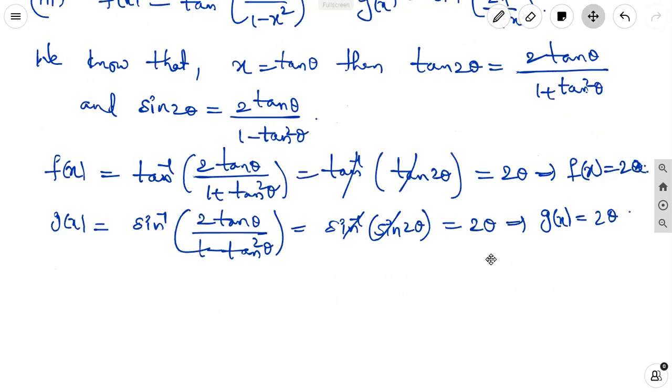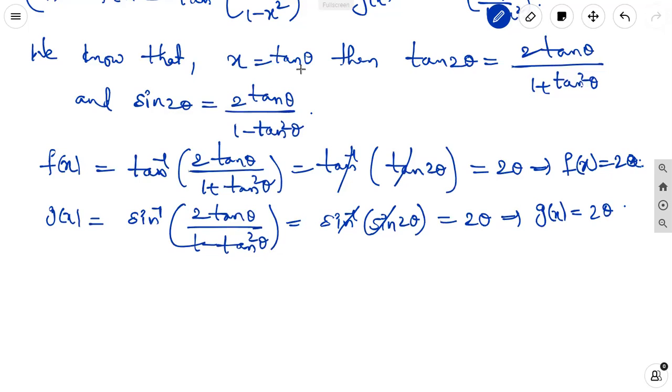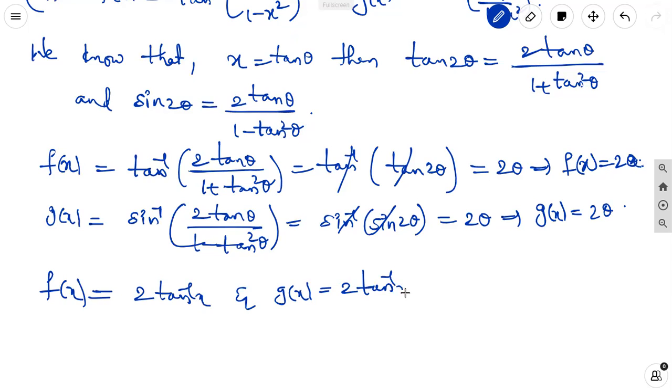Here, x equal to tan theta, theta equal to tan inverse x. Here, f of x equal to 2 tan inverse x, and g of x equal to 2 tan inverse x. Why? Because x equal to tan theta. From this, theta equal to tan inverse x. f and g both should be differentiating with respect to x.